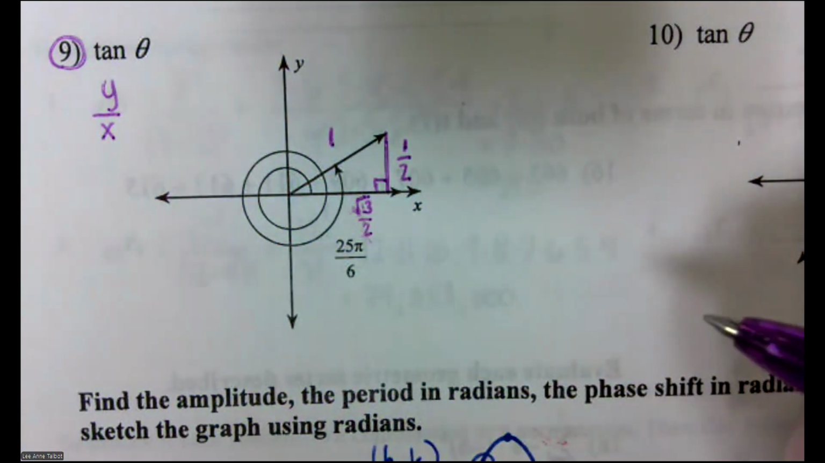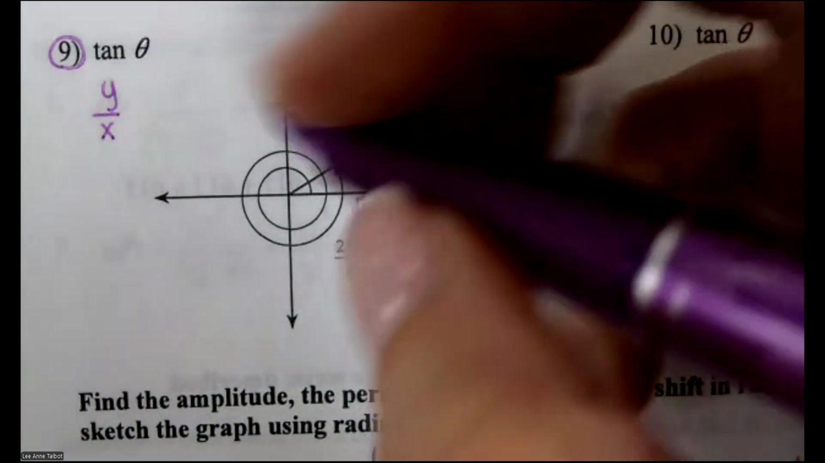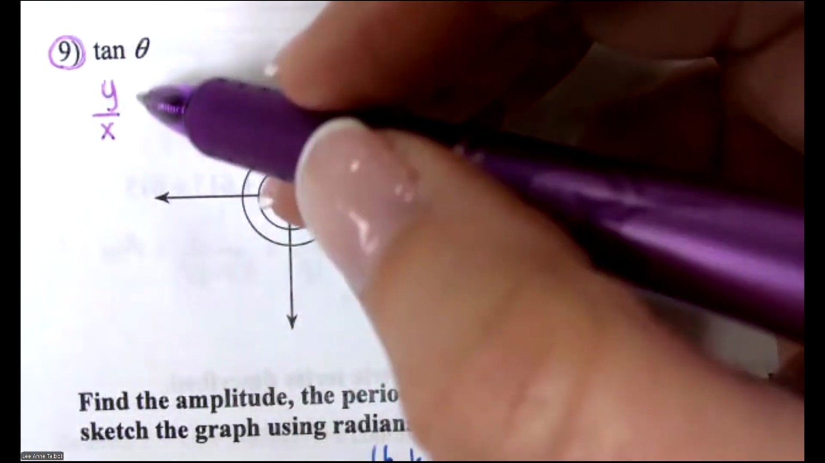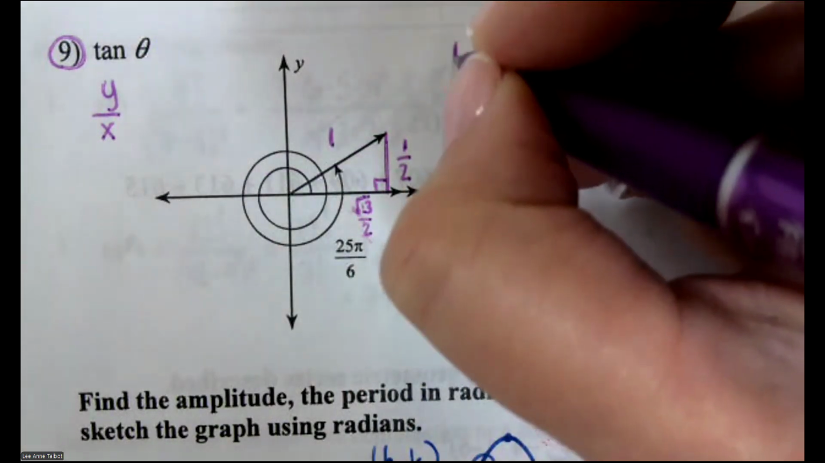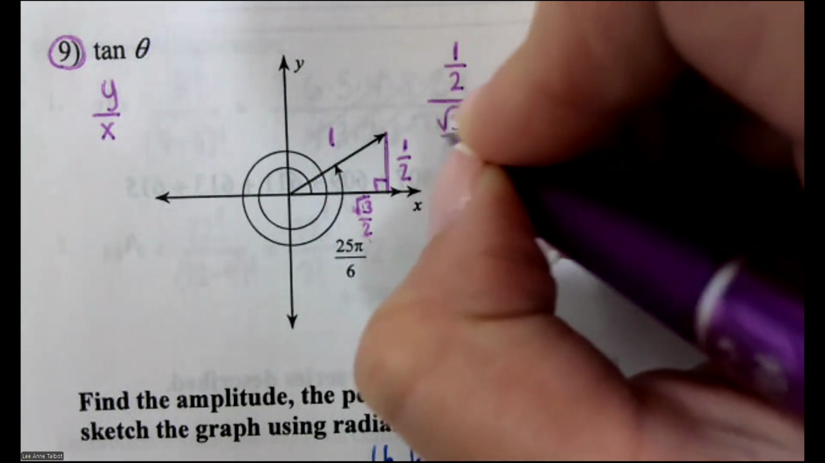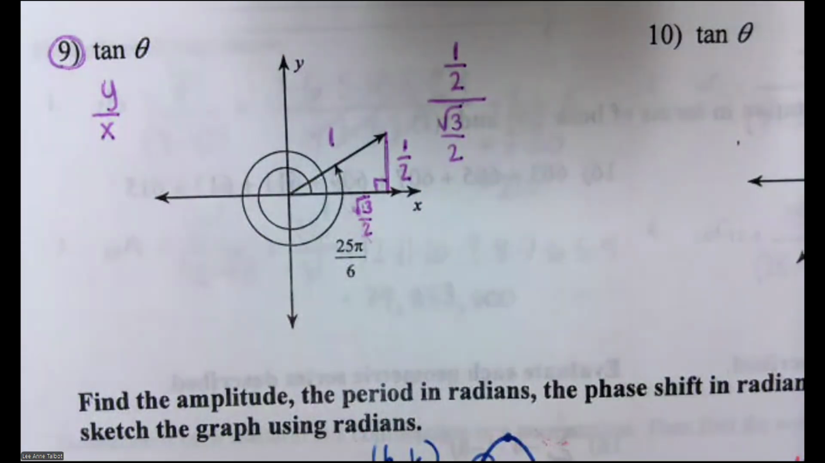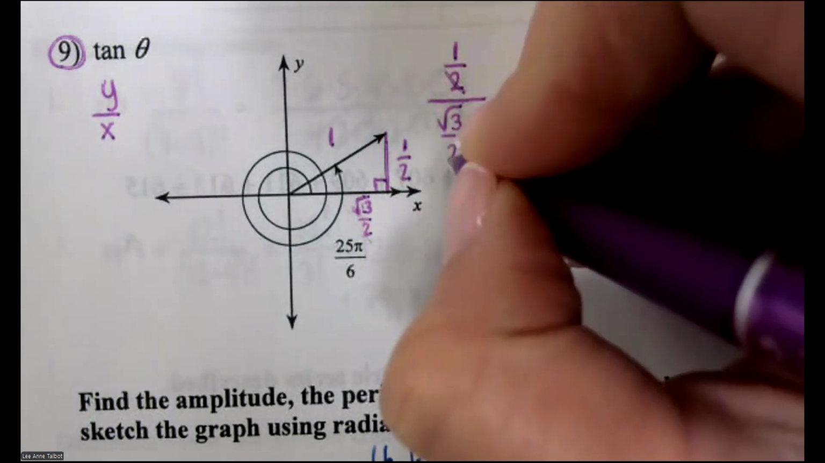Okay, so a reminder, tan is y over x. And that part you're going to need for Pythagorean identity. Just saying, you need to know the y over x bit. 1/2 over root 3 over 2. And when you're doing the tan, the denominators should always cancel.